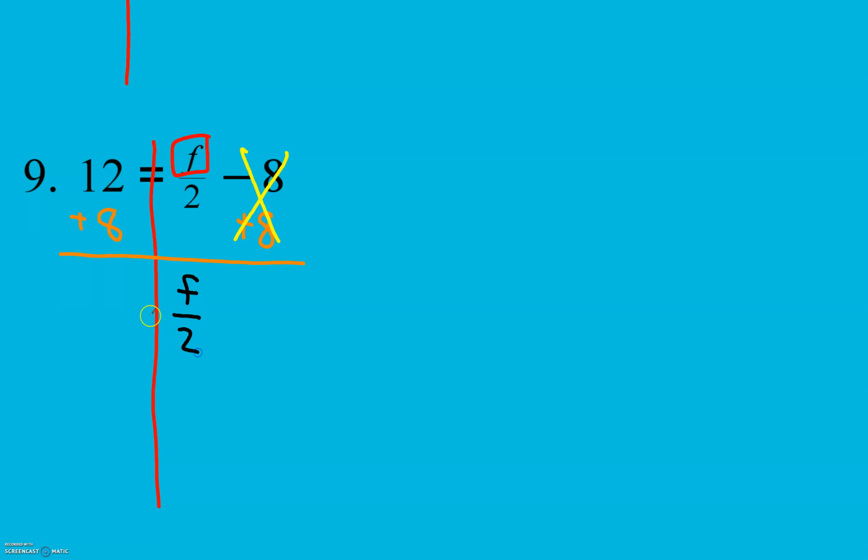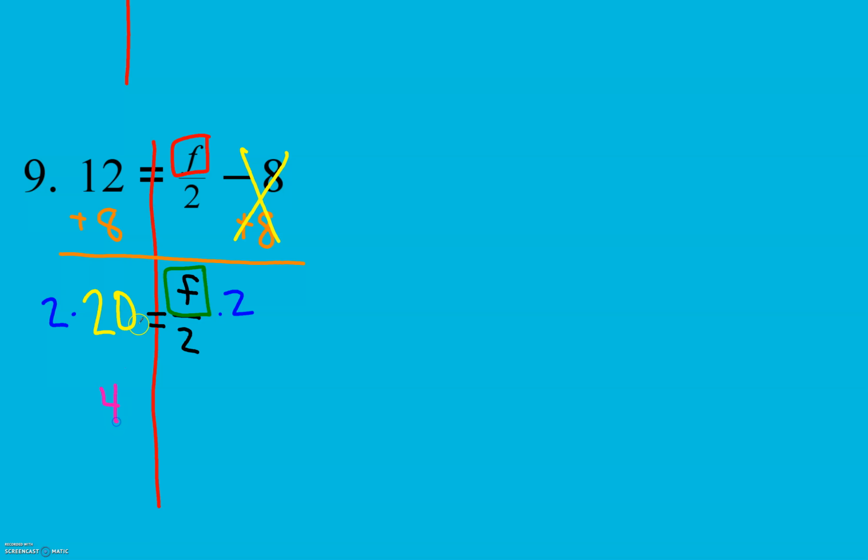So on my right side, I have f divided by 2. It's still equal to my left side because I did the exact same thing on both sides. I added that 8. So 20 equals f divided by 2. Now I'm still trying to get that variable by itself. Right now it's being divided. I get rid of division by multiplying. And whatever I do to one side, I have to do to both.